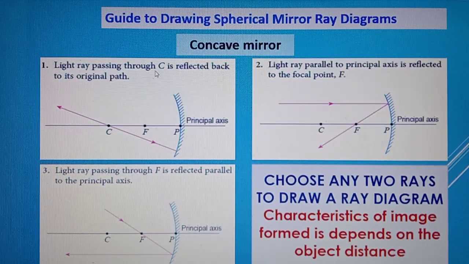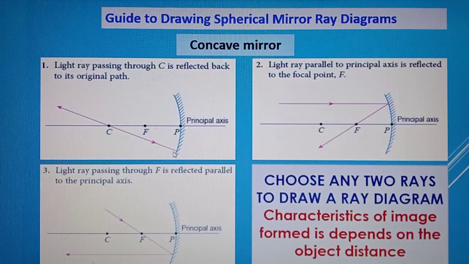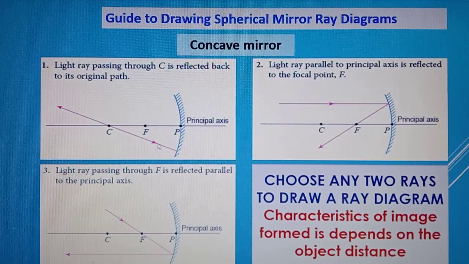Okay, the first rule: a light ray passing through the center of curvature is reflected back along its original path. Passing through the center means along the radius. If along the radius, when it hits here, it will hit at 90 degrees to the mirror, or along the normal line. So the angle i equals 0, thus angle r is also 0. So it bounces back along the same path. That is the first rule.